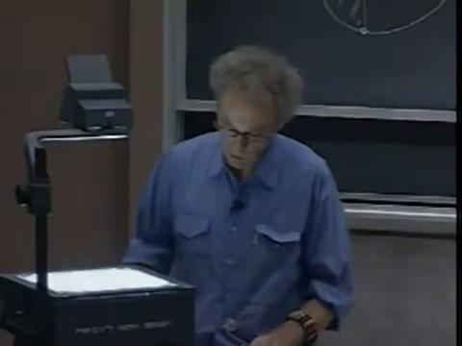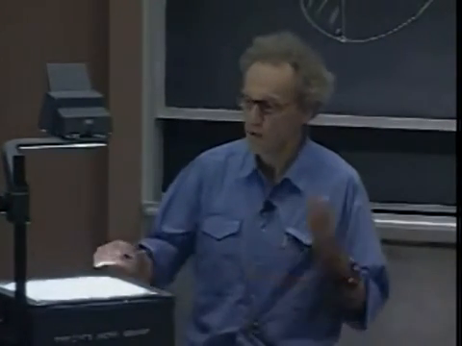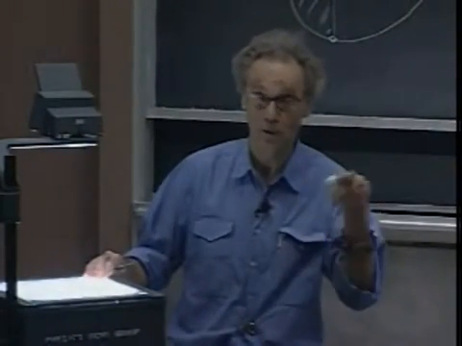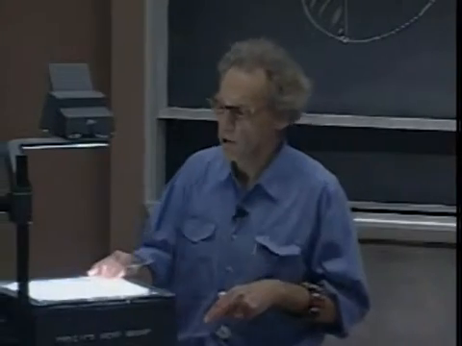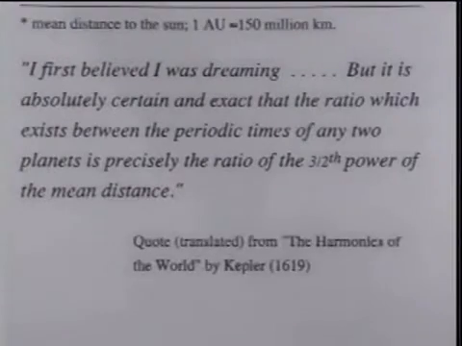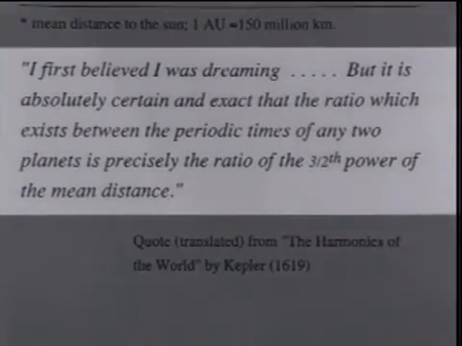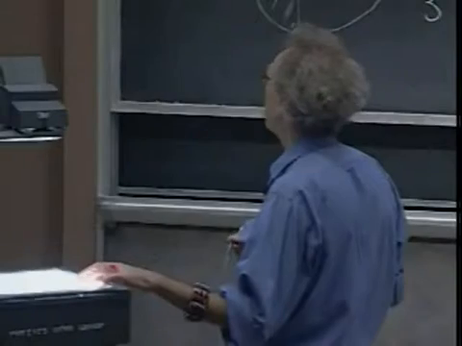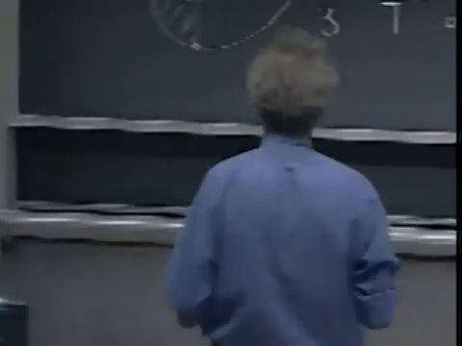His third law leads immediately to the inverse square dependence of gravity, which he was not aware of, but Newton later put that all together. But he very jubilantly writes, I first believed I was dreaming, but it is absolutely certain and exact that the ratio which exists between the periodic times of any 2 planets is precisely the ratio of the 3/2 power of the mean distance. And he wrote that in 1619.